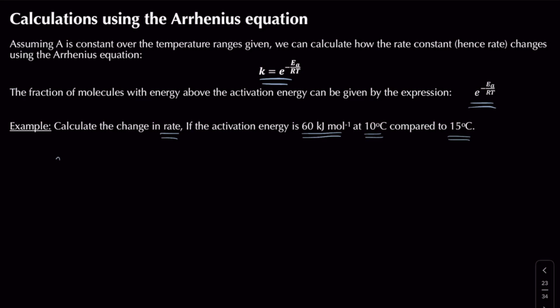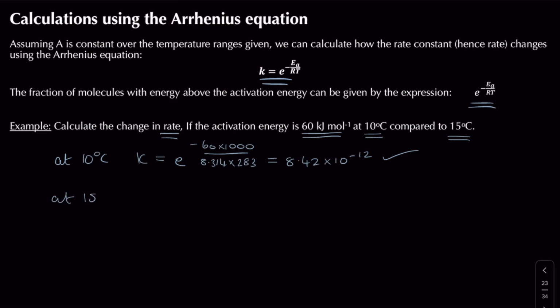First of all, at 10 degrees Celsius, my rate constant K is going to be equal to the exponent of minus the activation energy. I'm going to times that by 1,000 to get into joules, and then divide by our gas constant 8.314 times our temperature in Kelvin, which is 283. We put that in our calculator, and we end up with a value of 8.42 times 10 to the power of minus 12. There's our first answer done. Now what about if I were to look at this in terms of 15 degrees Celsius?